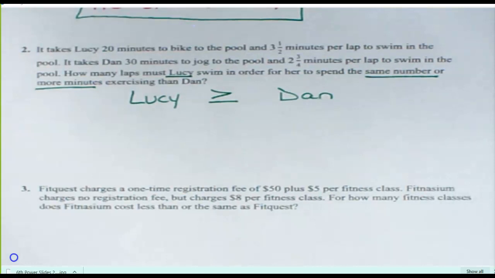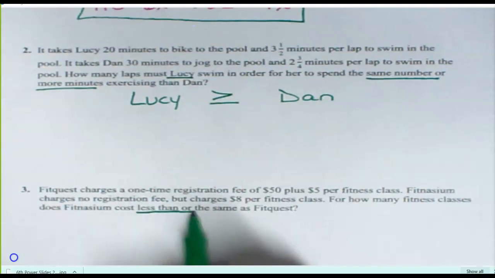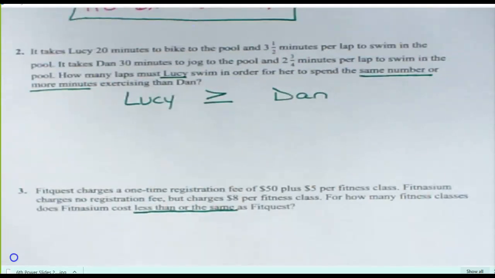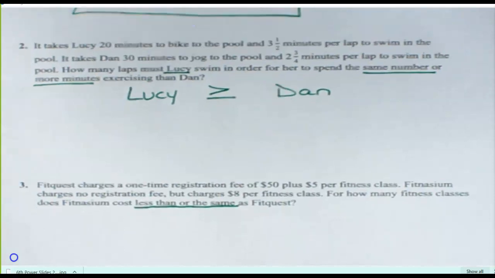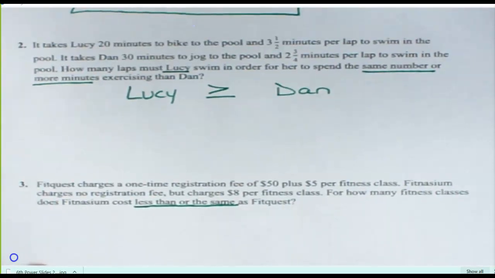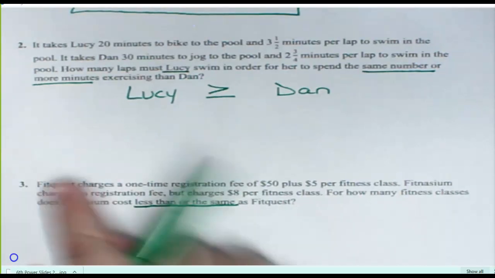FitQuest charges a one-time registration fee of $50 plus $5 per fitness class. Fitnasium charges no registration fee, but charges $8 per fitness class. For how many fitness classes does Fitnasium cost less than or the same as FitQuest? I'm going to underline less than or the same. I underline it both because you don't want to forget that part that says or the same. If I did that last period, I would have got that question wrong. All right, so who are we talking about in our problem? FitQuest and Fitnasium.